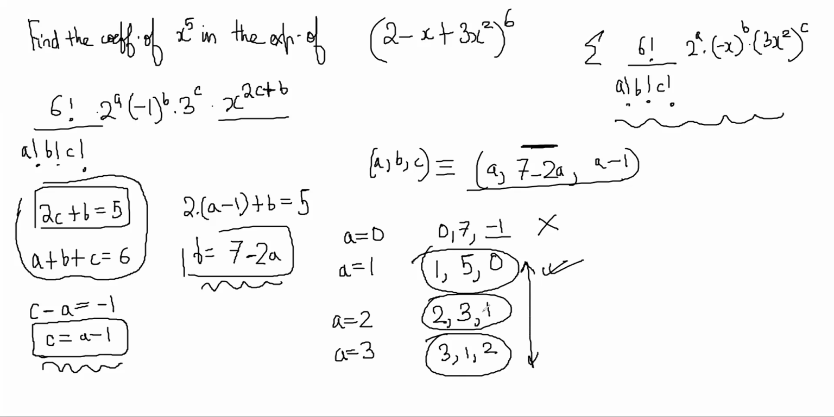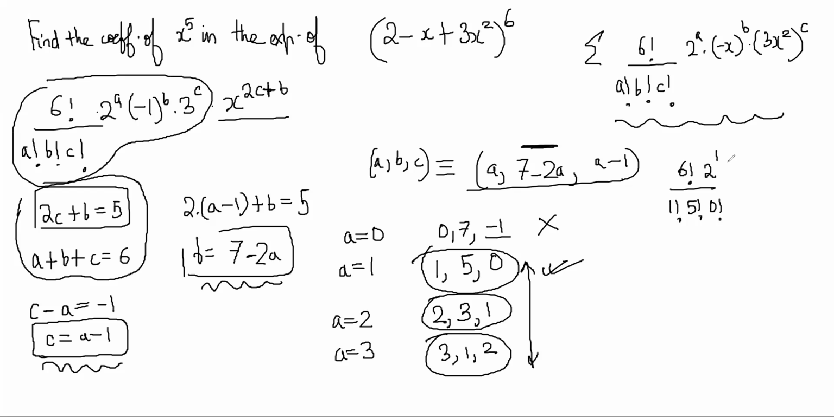So these are the 3 values for which you will get the x power 5, right? Now just find the coefficients. My general coefficient was this, right? So put 1, 5, and 0 on that. It will become 6 factorial by 1 factorial, 5 factorial, 0 factorial is 1, and 2 power 1, minus 1 power 5, and 3 power 0. So this is 6 into minus 2 into 1.